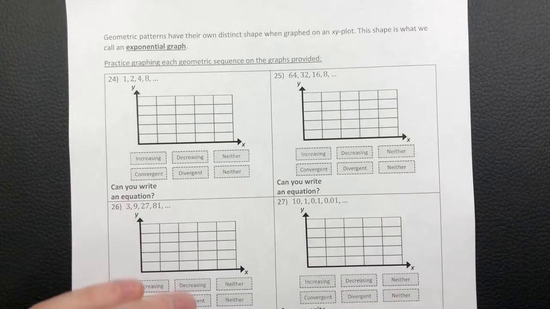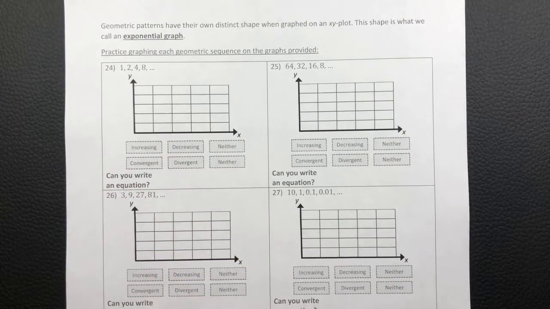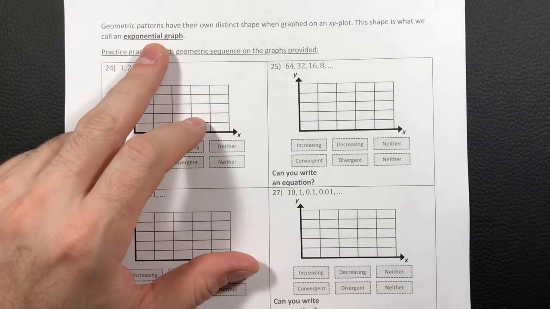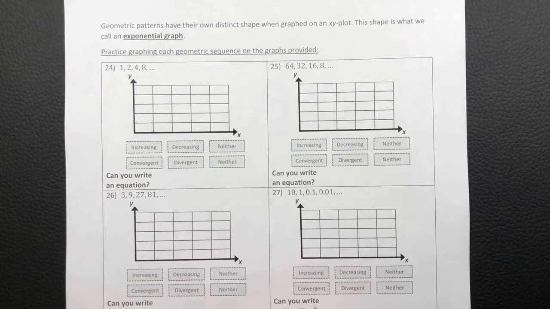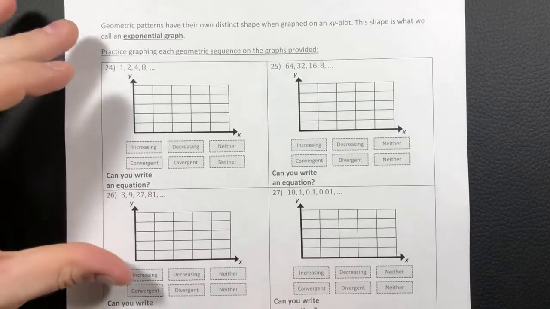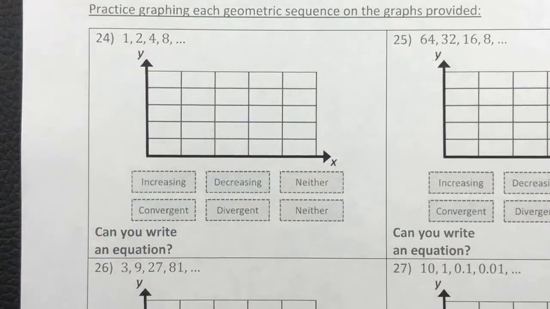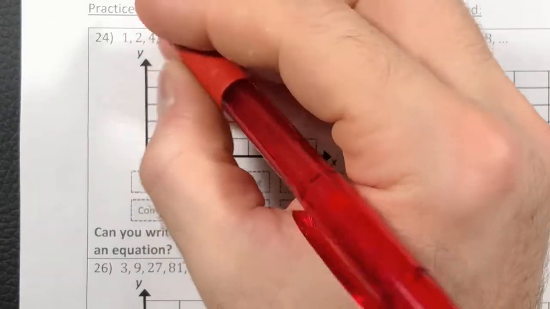Awesome. And so that's going to lead us into the types of graphs that we see. Now, what we see with geometric patterns is we see a shape that's called exponential growth or exponential decay. Keyword here being exponential. So, real quickly, let's go through one of the examples, just to get a quick glimpse of that. We already know that these are going to be exponential graphs or geometric.